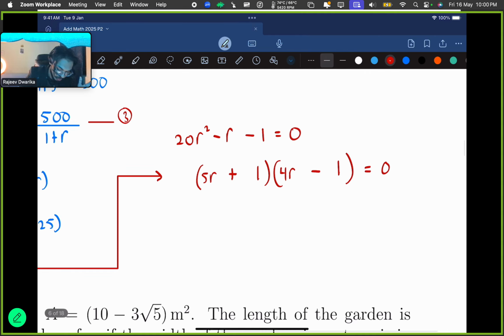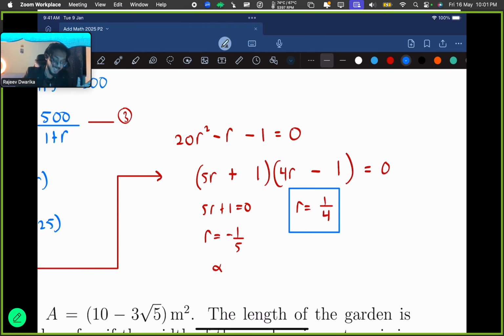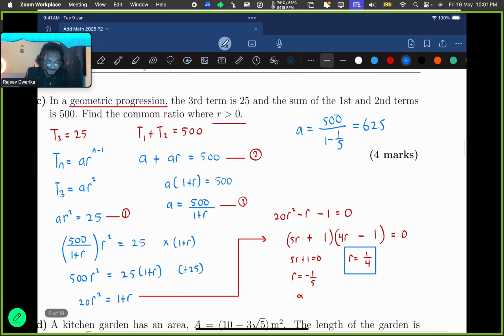Let me check it back real quick. So 5R plus 1 is equal to 0, then R would be equal to negative 1/5. So that's a wrong solution. And then R would be equal to a quarter. That's what you get, right? A quarter. Okay, I got them. I keep the 4 marks. I didn't lose them. Big up yourself.